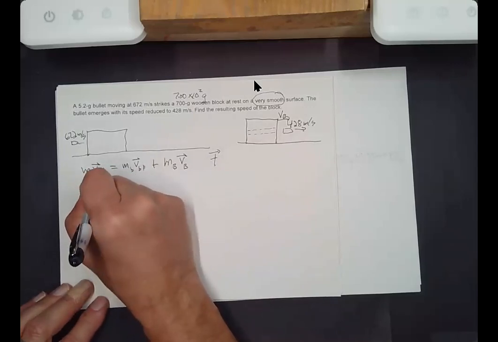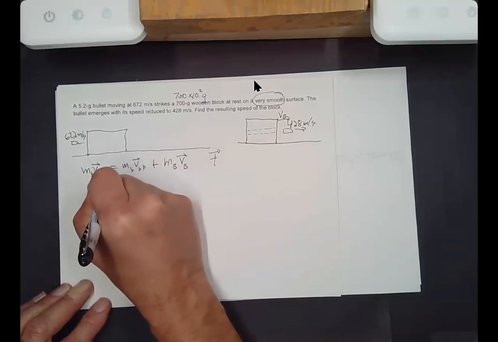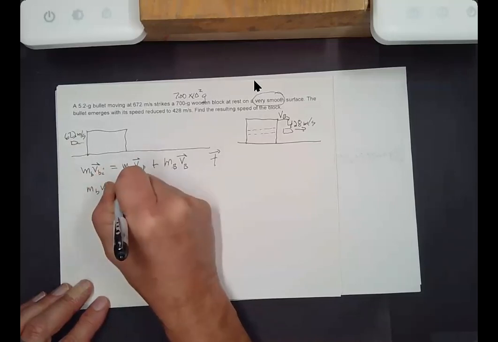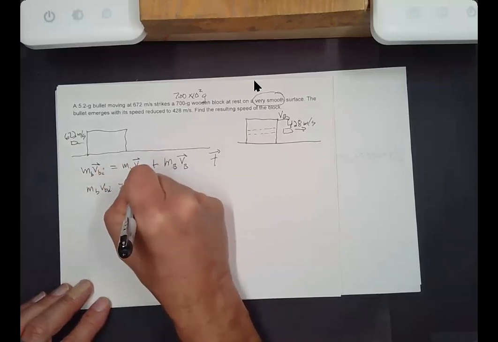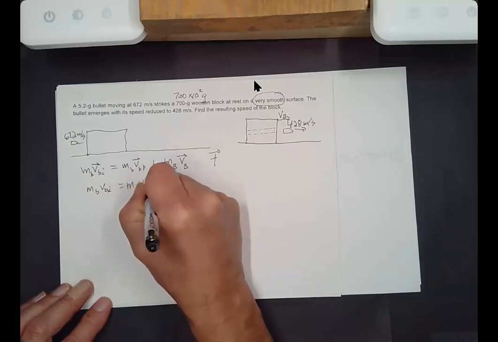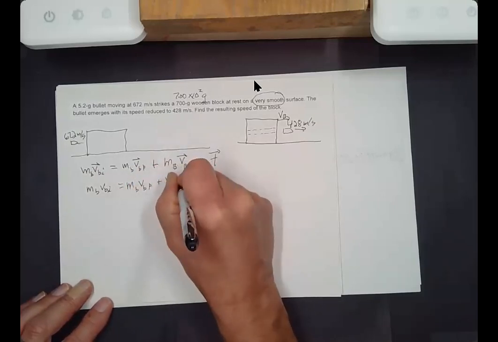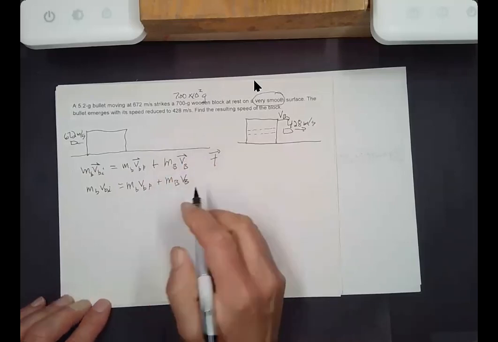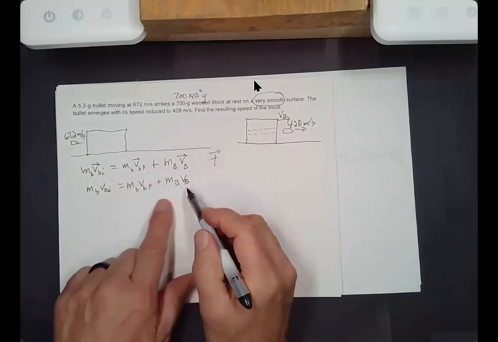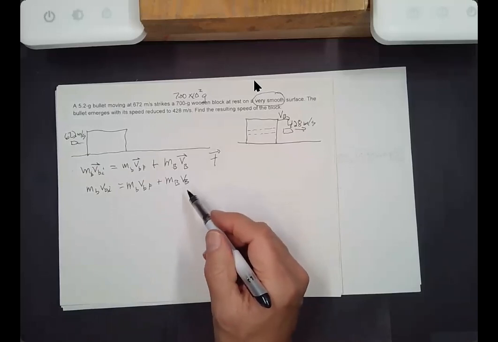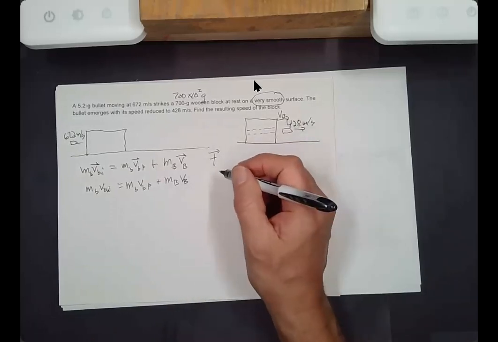Mass of the bullet, V B I equals mass of the bullet, V B final, plus the mass of the block, V B. And that's the speed of the block at the end, or the velocity of the block at the end.